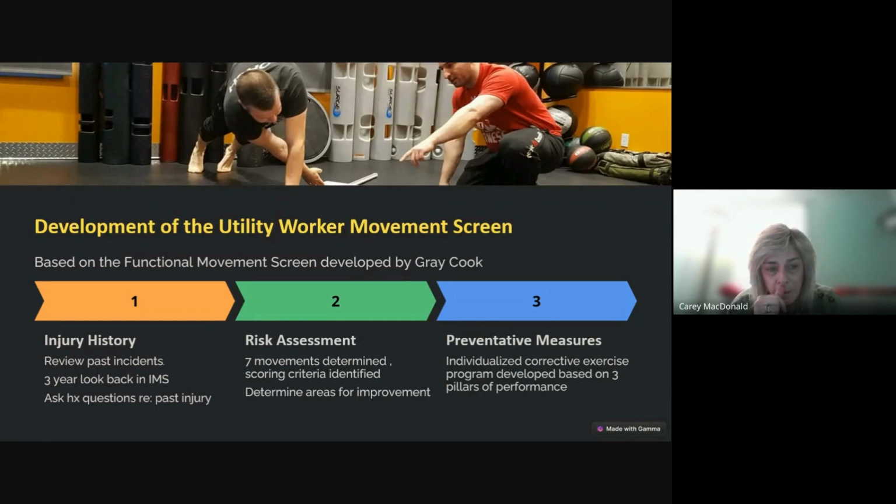So the first part of it, we wanted it to have an injury history. I mentioned earlier that injury history is important because someone that has an injury is more susceptible to being injured again. So that was the first thing.